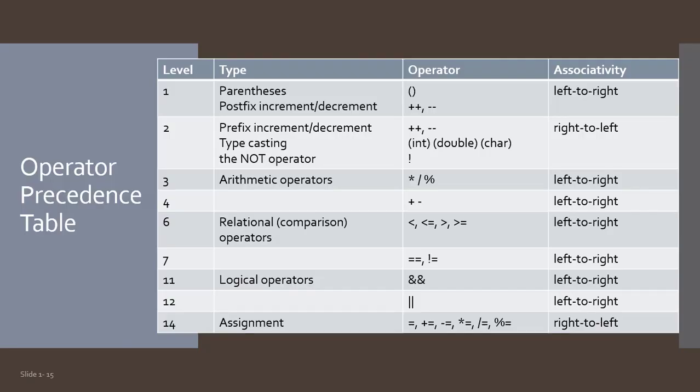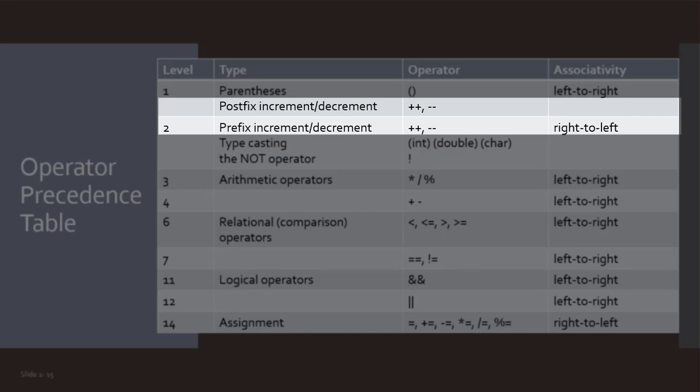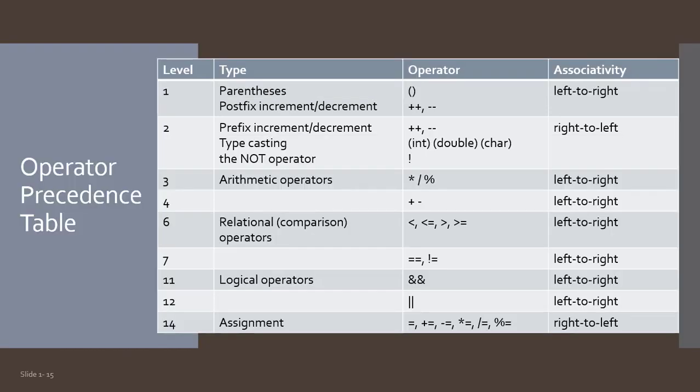Now we return to the operator precedence table, just to show you the incrementation operators, prefix or postfix. They're very, very high in precedence, right after parentheses. And the reason is we need to determine whether or not something has to be incremented by 1 or decremented before we do the math or anything else.